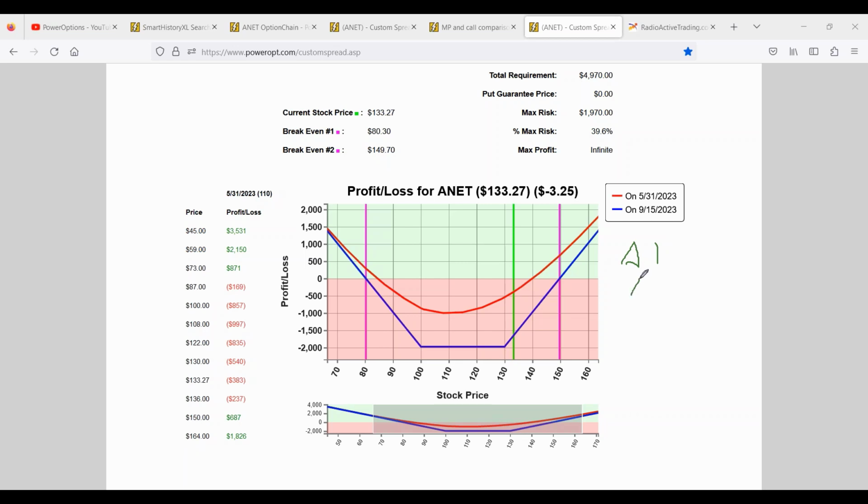And the married put, which has the put that we bought against it, might have a delta of maybe 0.52 or 0.55, which means I'm still positive delta in this structure. As the stock moves up, I still have a positive delta, and for every dollar the stock moves up, the delta of the put decreases. So I'm gaining now 52 cents, now 55 cents for every dollar, now 60 cents, and so on and so forth.